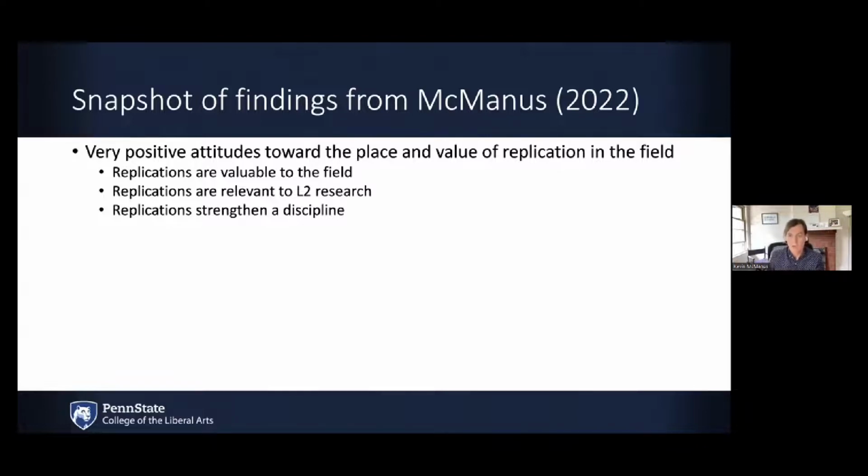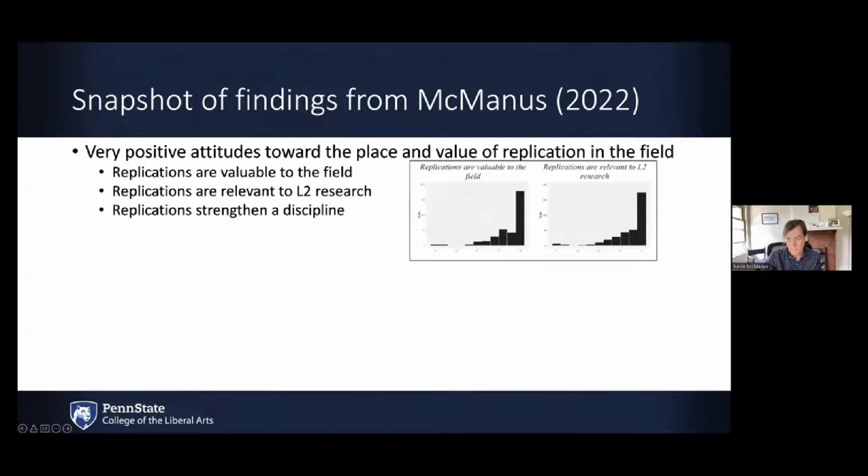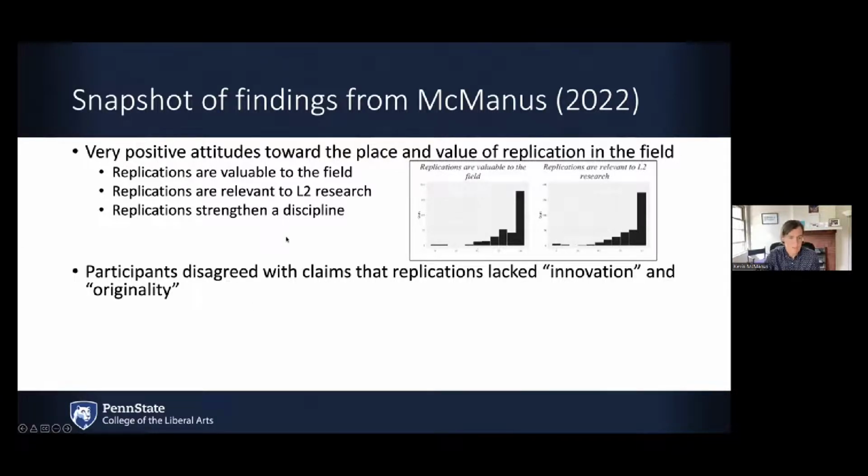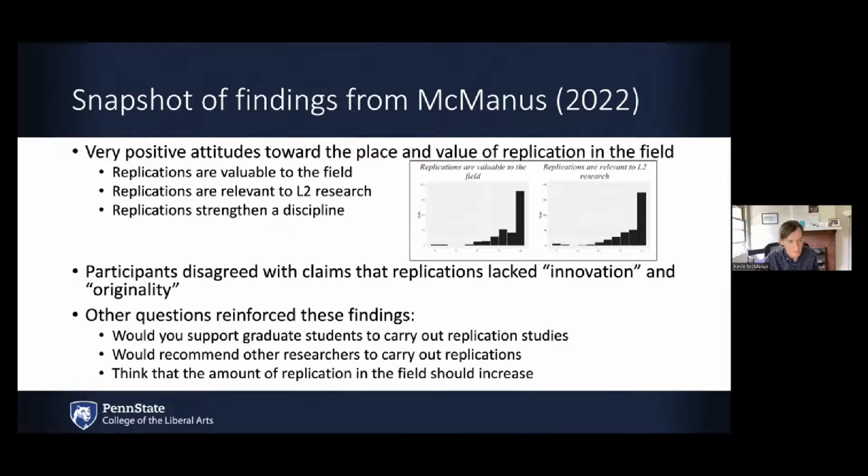What you've got here is a chart, and you are going from the left-hand side to the right-hand side, from strongly disagree to strongly agree. And what you can see here is that the majority of counts are in this very strongly agree rating. Okay, so we've got that. Participants disagreed with claims that replications lacked innovation and originality, despite some of those early claims in the field, right?